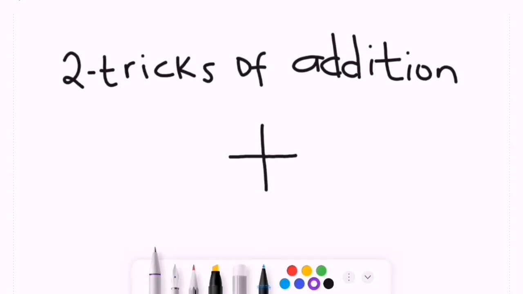Today's video is about two fast methods or tricks for addition of numbers or objects. Addition is an operation that sums two or more numbers together to get another number or value, and is usually or traditionally represented with this symbol called plus.